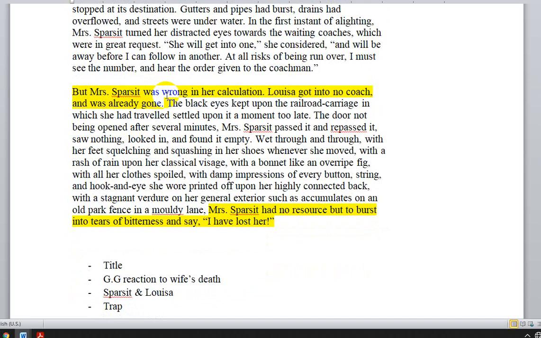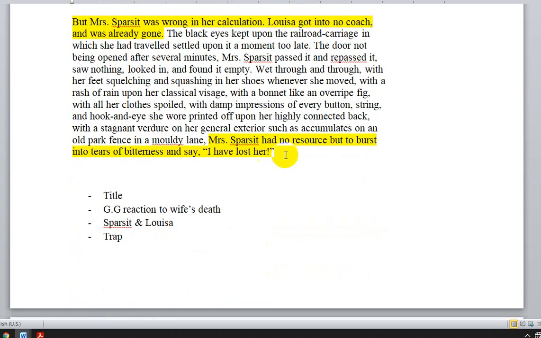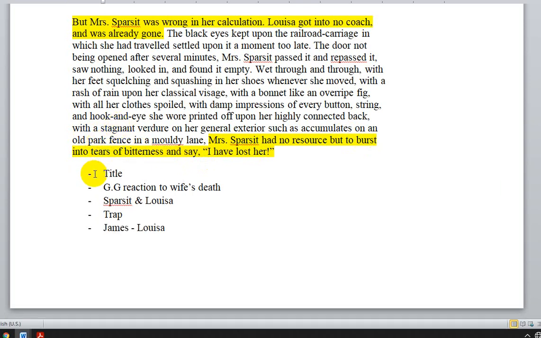But Mrs. Sparsit was wrong in her calculations. Louisa got into no coach and was already gone. Mrs. Sparsit lost her and burst into tears of bitterness and said, "I have lost her." It is as if she is a devil following this kind of person in order to lead him to do a crime.